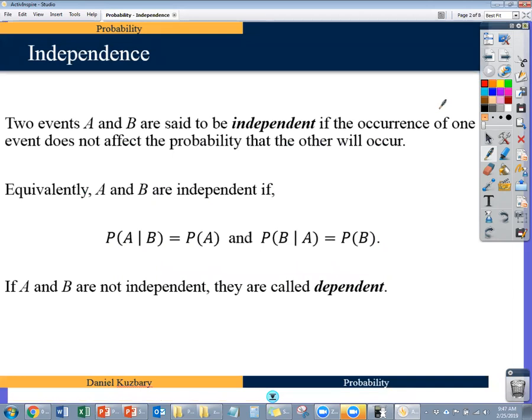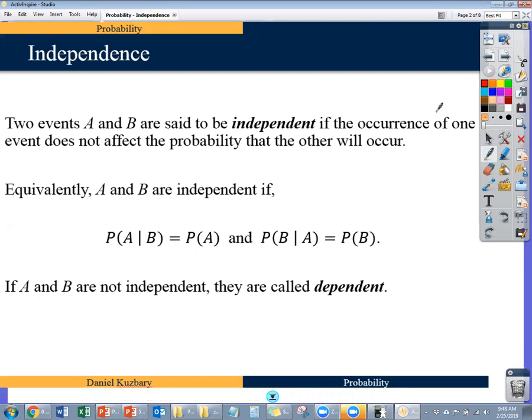Two events, A and B, we're thinking of two events still happening together, are said to be independent if the occurrence of one event does not affect the probability that the other event will occur. A few of the examples I looked at on the conditional probability video involved two events where one was conditional on the other, and if one happened, it affected the chance the other one would happen. Well, independence is like the opposite of that.